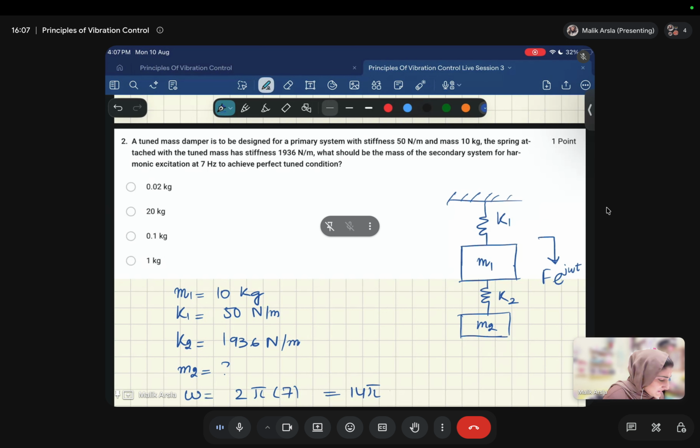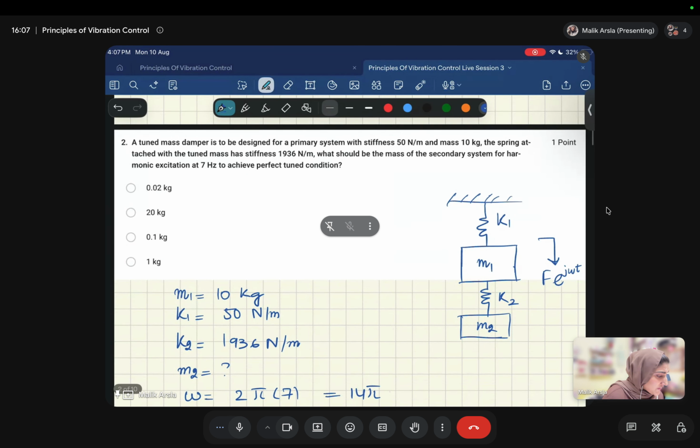Now we know that in case of perfect tuning, the excitation frequency for the system should match the natural frequency of the absorber, so that the perfectly tuned condition is achieved.